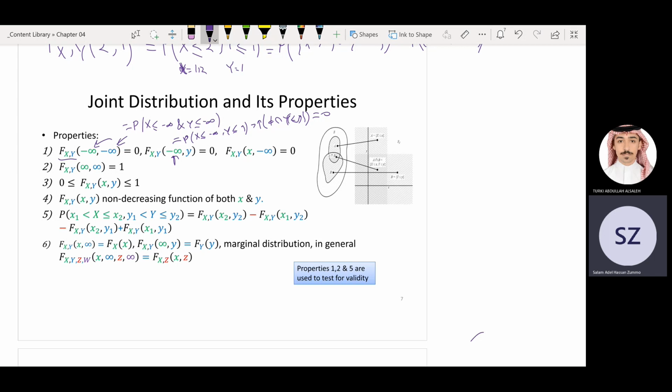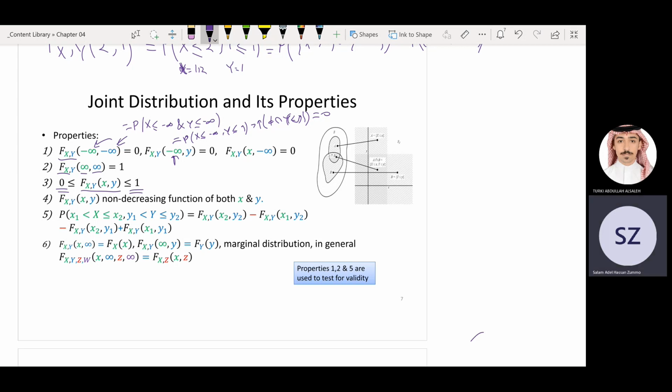On the other hand, if we write F_XY at infinity and infinity, this is basically equal to the probability of what? X less than infinity and Y less than infinity, and we know that both of them are always true. So this is basically the certain event. And this makes the joint CDF between 0 and 1. It cannot exceed 1 because at the maximum it goes to 1, and at the minimum it is 0. And this goes without saying because this is a probability function by definition.